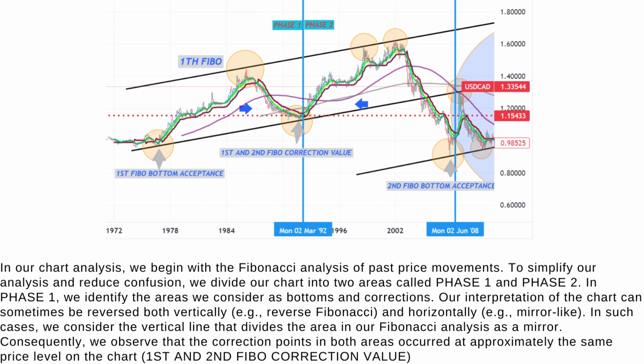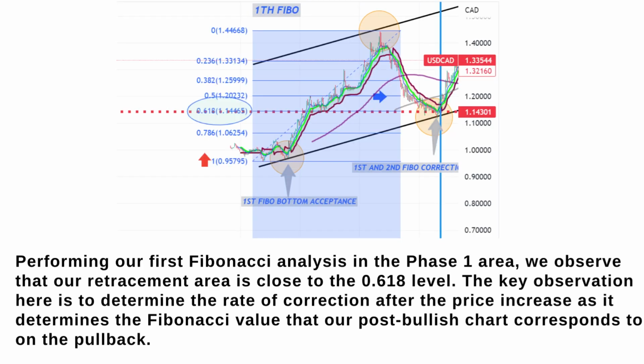first and second Fibo. Performing our first Fibonacci analysis in the Phase 1 area, we observe that our retracement area is close to the 0.618 level. The key observation here is to determine the rate of correction after the price increase, as it determines the Fibonacci value that our post-bullish chart corresponds to on the pullback.